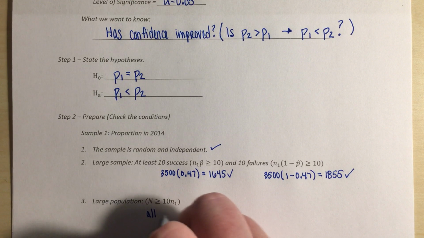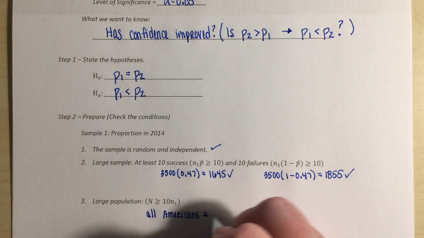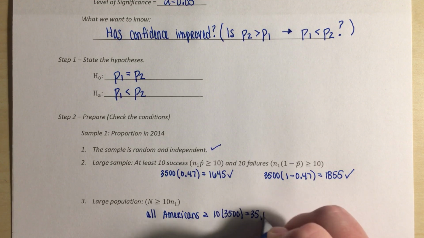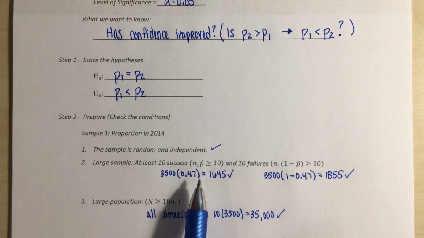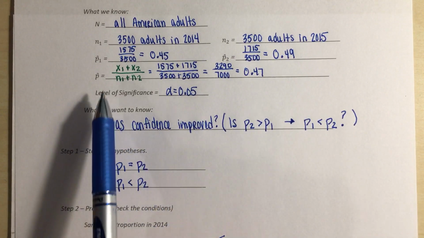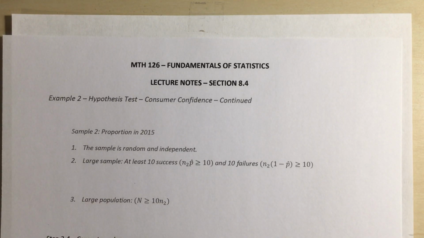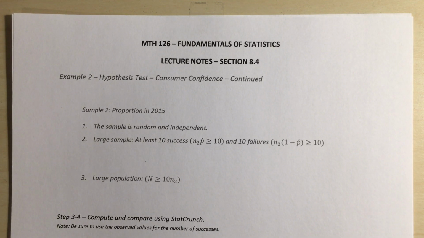Large population, all Americans, greater than or equal to 10 times 3,500. Well, there are more than 35,000 Americans, so that condition also holds. Notice that we used our N1, our first sample size of 3,500, and again we used that general p hat that we found for our average. Now, if we go to our conditions on the next page, N2 and N1 were the same. Our sample sizes were the same size, and our p hat is the same for both of these.